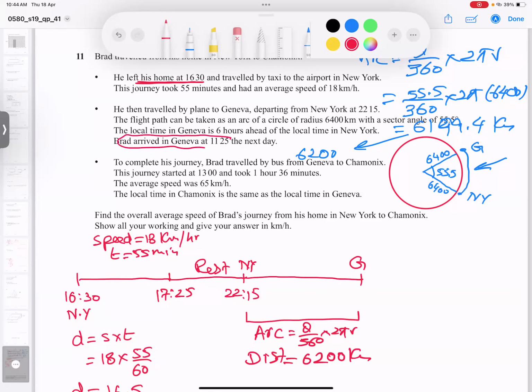It arrived at 11:25 the next day, but make sure it is Geneva time. He said that Geneva local time is 6 hours ahead as compared to New York.